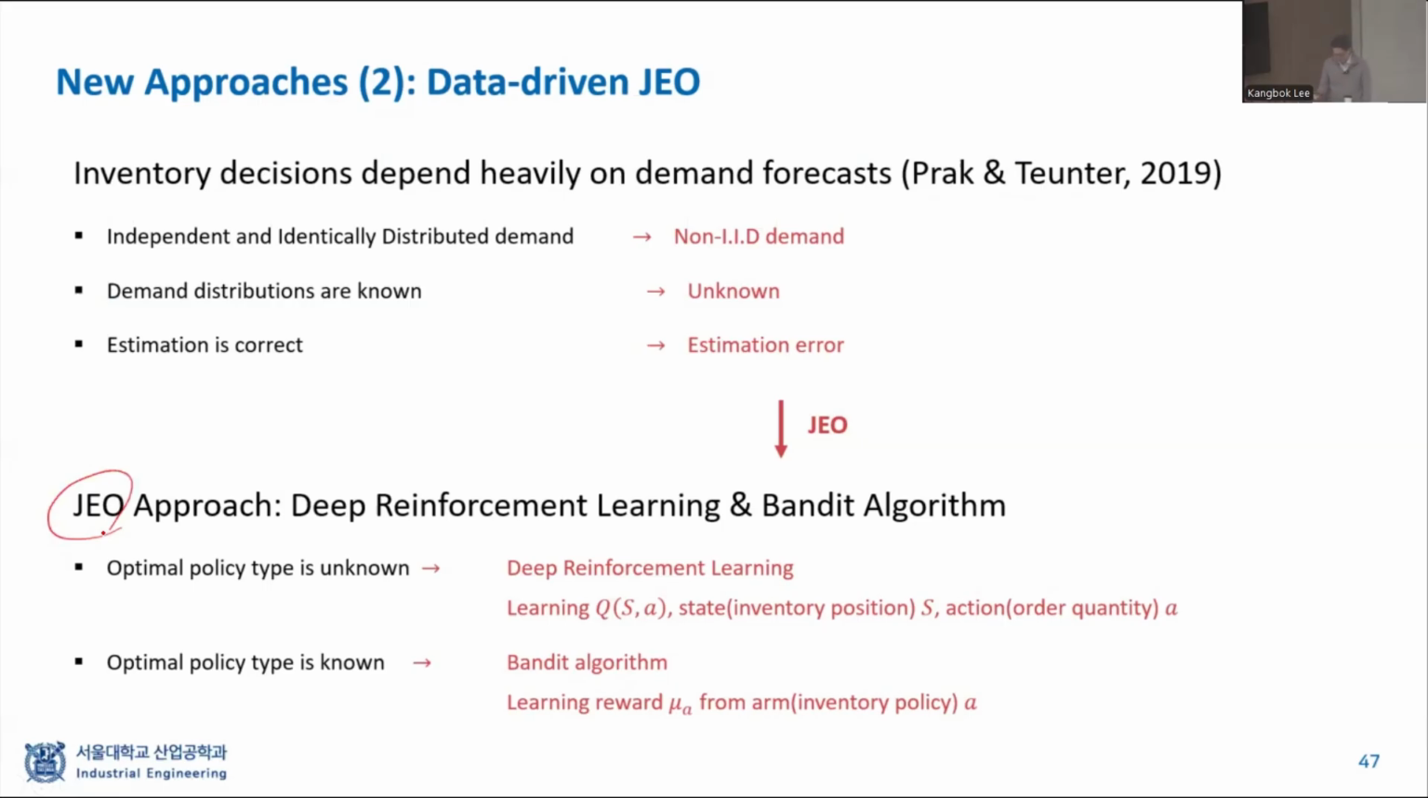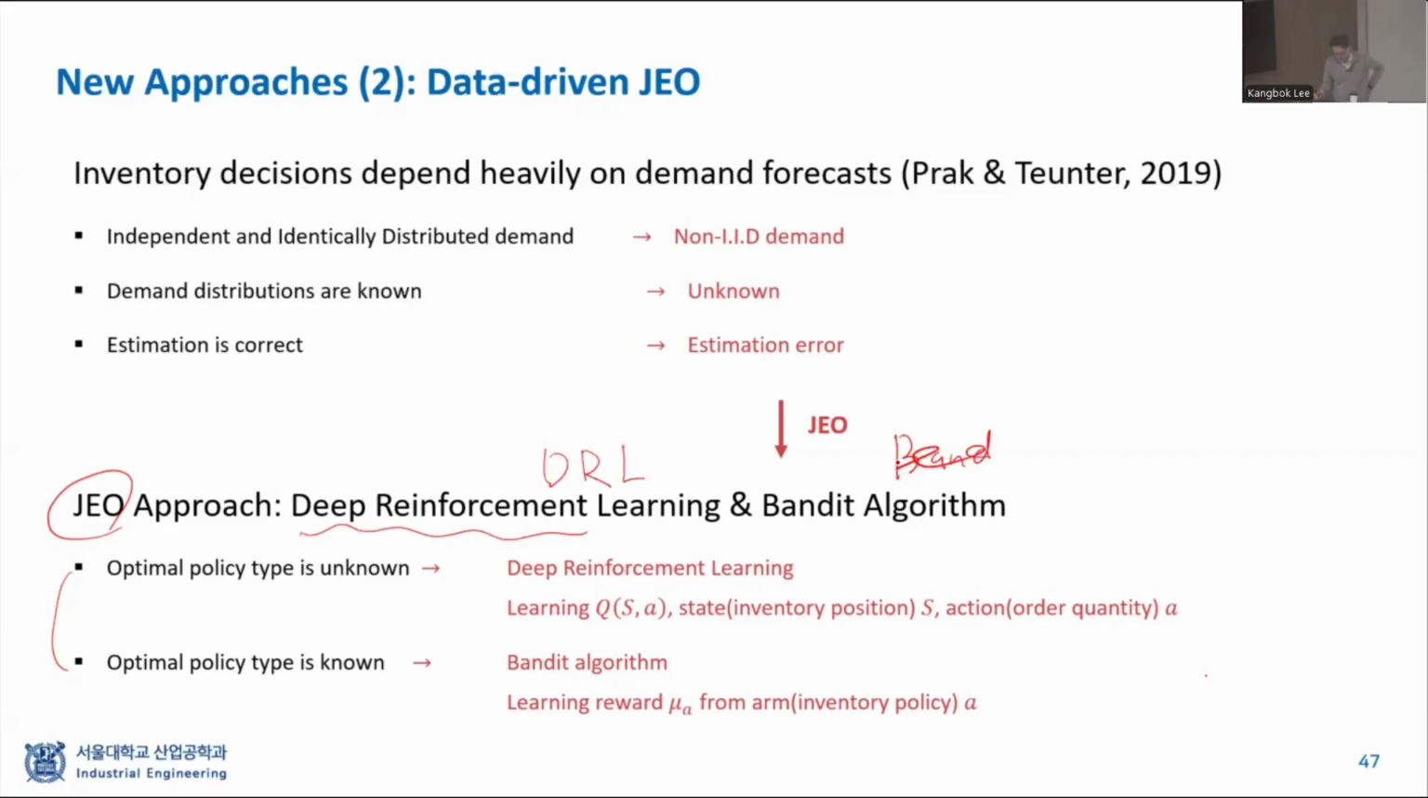What is joint estimation and optimization? As I told you before, we are combining the demand estimation and inventory optimization part into one. The techniques that we are going to consider are DRL, deep reinforcement learning, and also the bandit algorithm. These two techniques are a little bit different, so let me go into the detail a few slides later.